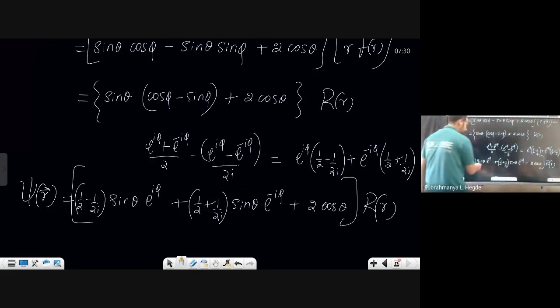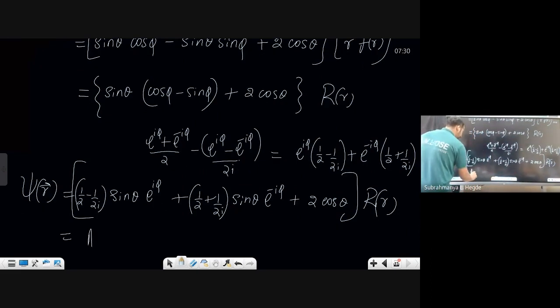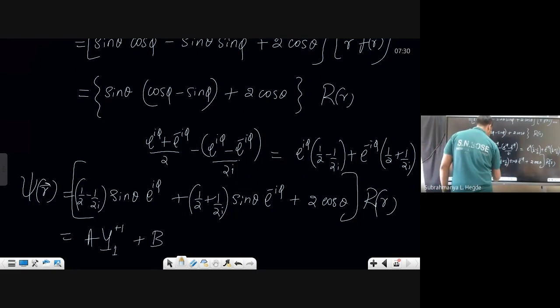So what is this one? Some a into Y 1 plus 1 actually. Sine theta: from cos theta it became sine theta. It is one derivative of the associated Legendre function, sine theta, e power i m phi, Y l m. Plus some b, I mean this is not exactly a spherical harmonic, some normalization factor will be there usually. So this is Y 1 minus 1.